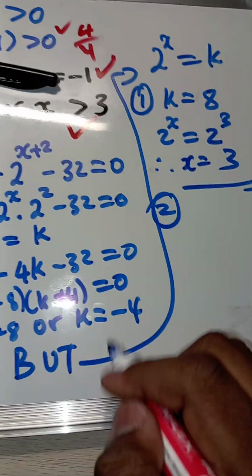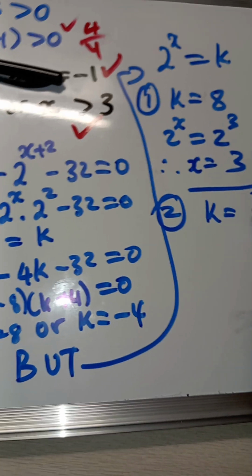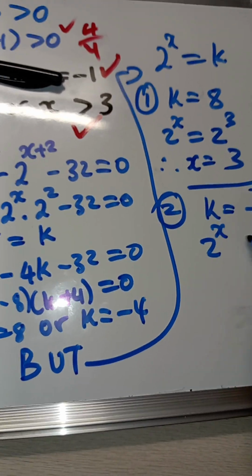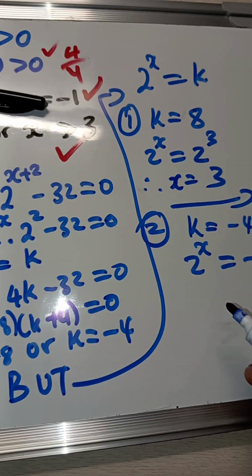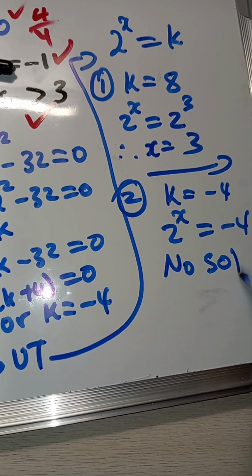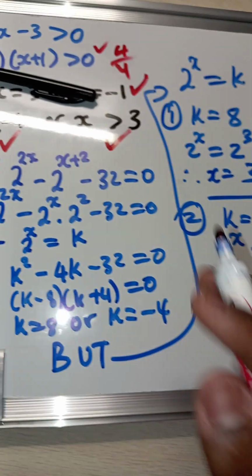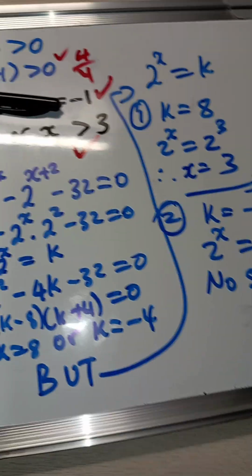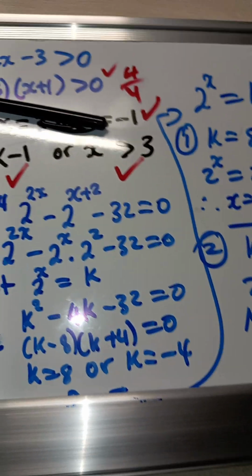Secondly, what do we have? K equals minus 4. 2 to the power of x equals minus 4. But as you can see, this is not possible. So you can say no solution. Then now you get all the marks that you deserve, guys. Okay? I hope now that you understand everything we did so far.